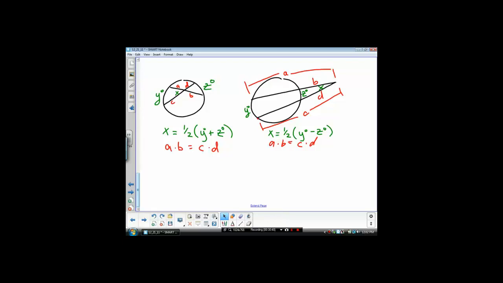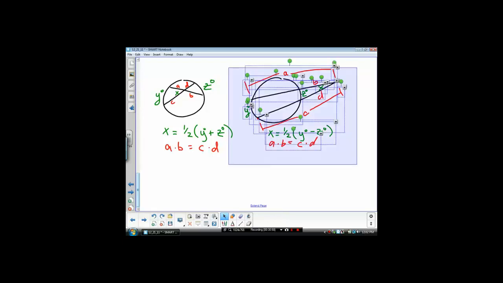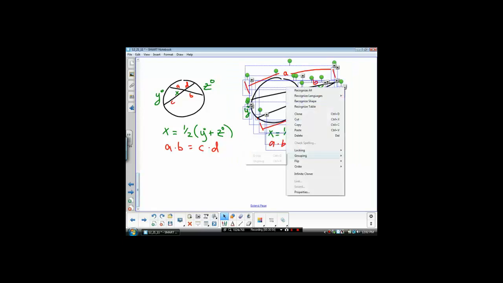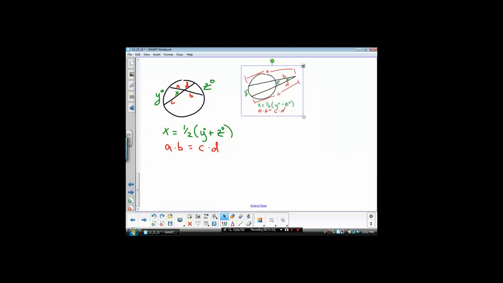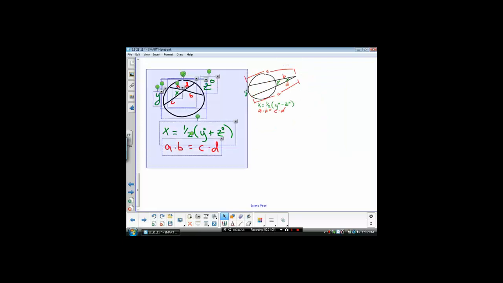Now we have two other diagrams to look at. Our two other diagrams deal with secant and a tangent and two tangents. So, first diagram, let me make this one smaller too.